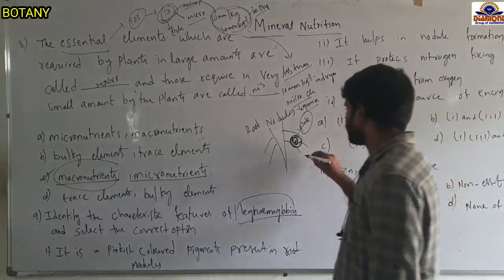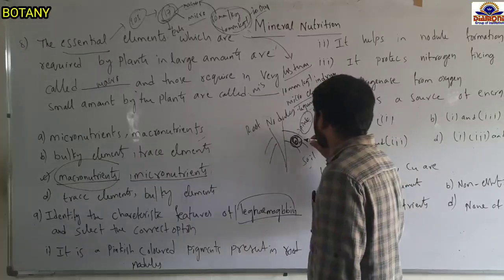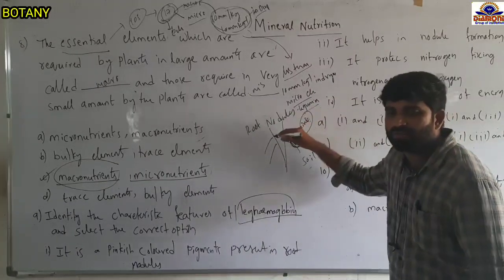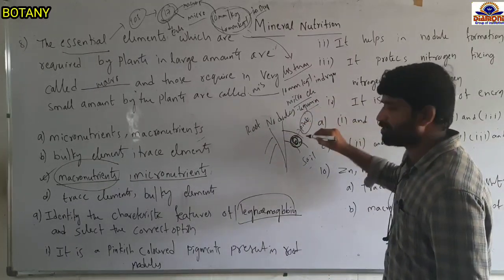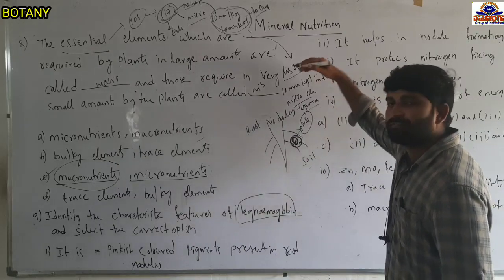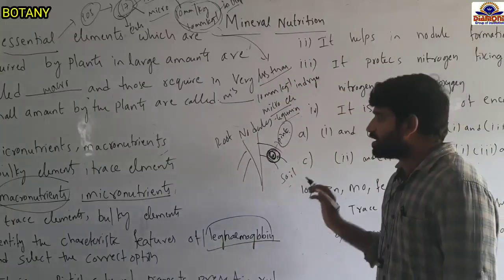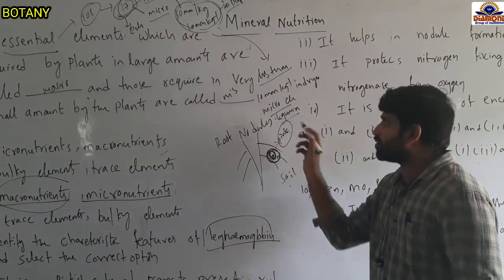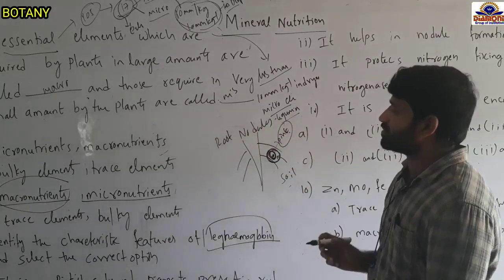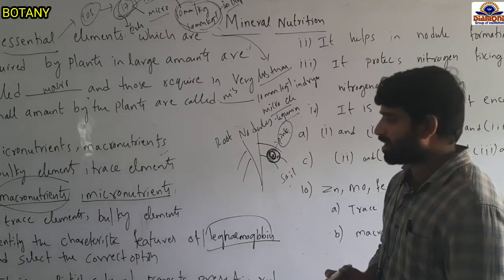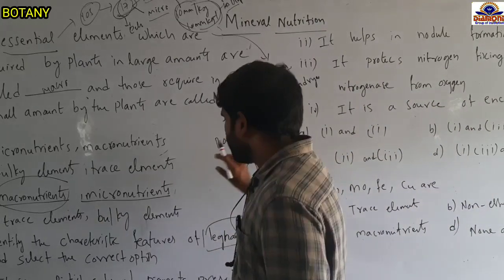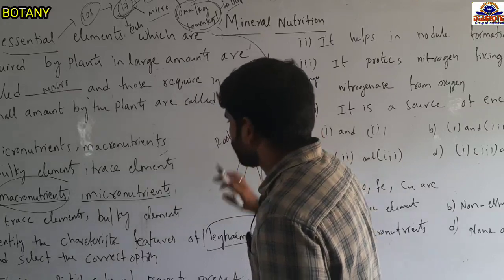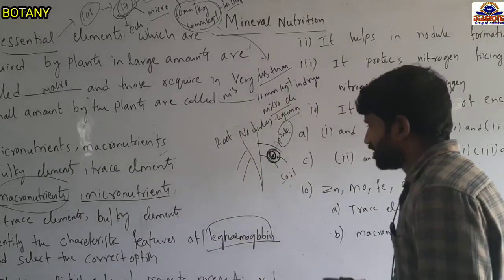The rhizobium bacteria present in the soil can enter into the plant body and form root nodules. The root nodules of the leguminous plant contain rhizobium bacteria that can fix the atmospheric nitrogen. So nitrogen fixation occurs by the presence of rhizobium bacteria. Both the bacteria and the plant body show a symbiotic association, a symbiotic relationship. So based upon the leghemoglobin pigments concept, we have to identify the correct option.